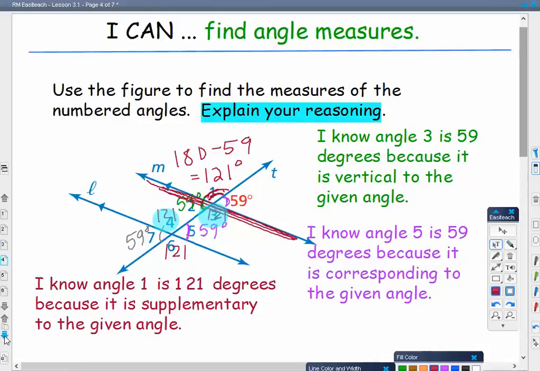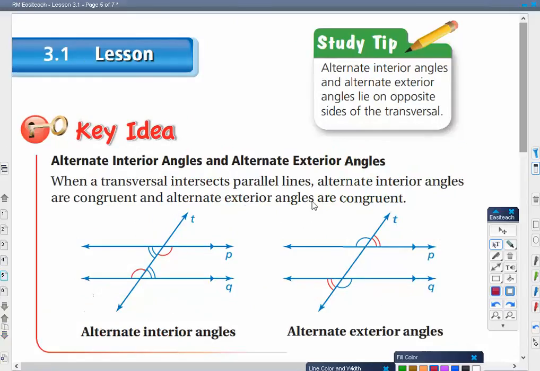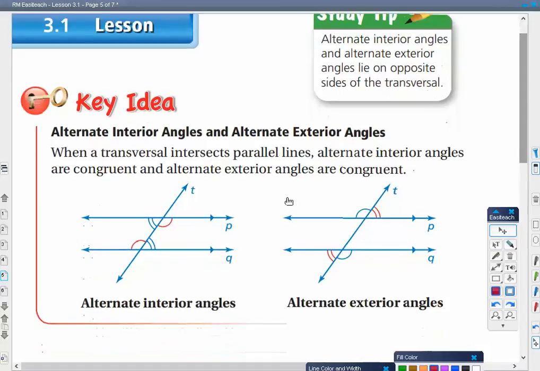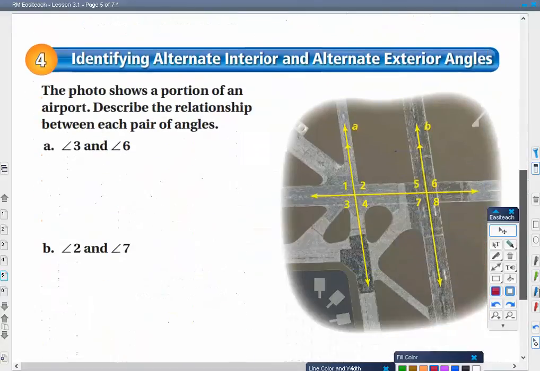Anytime I give you, okay, I'm just going to skip ahead so we can have a new image. This information is in your textbook. If you wanted to do some reading about alternate interior and alternate exterior angles, you can find that on page 106. This shows you an image to help you understand alternate interior: they're on alternating sides of the transversal inside, or the interior of the parallel lines, versus alternate exterior angles, which are on the outside of the parallel lines, but still on opposite sides of the transversal.